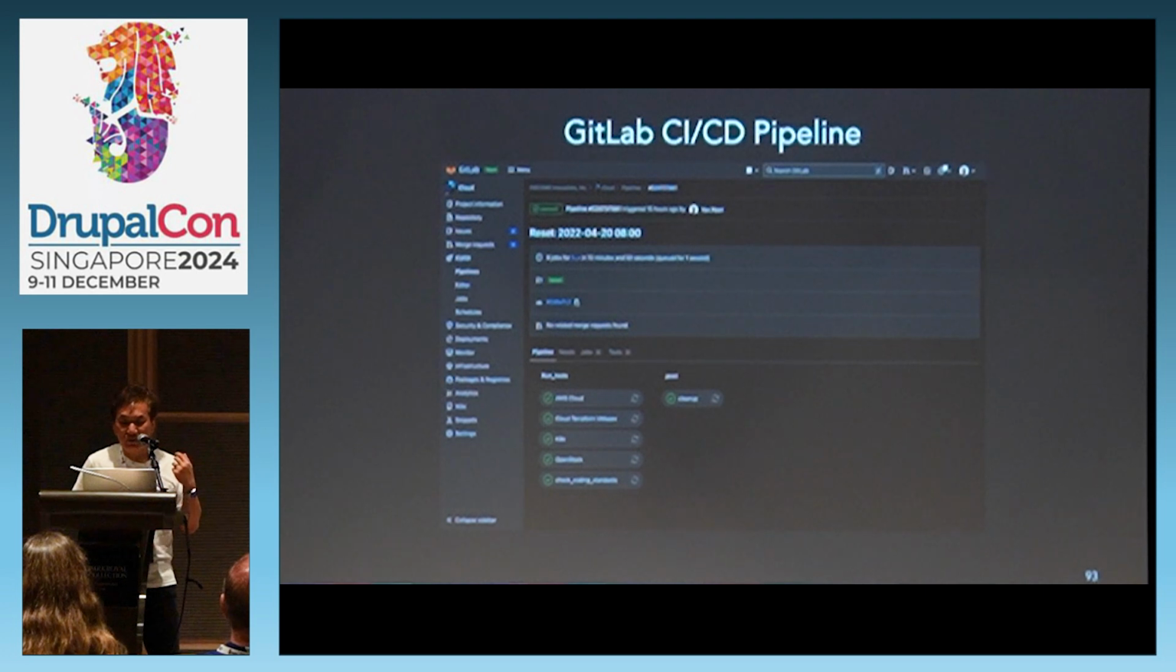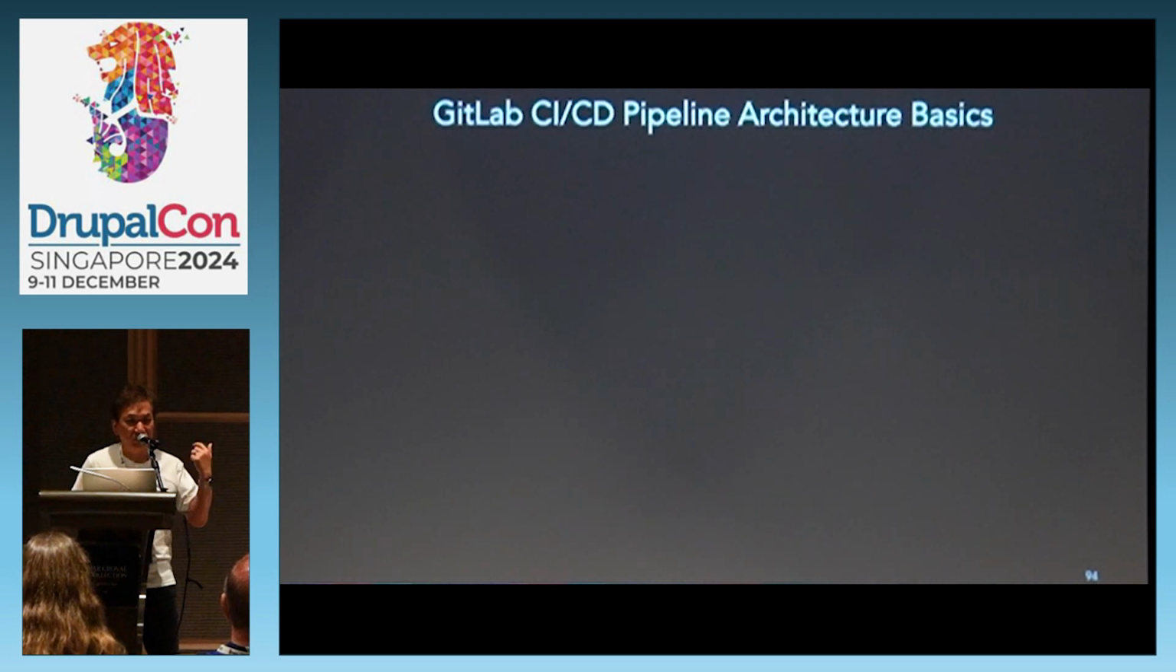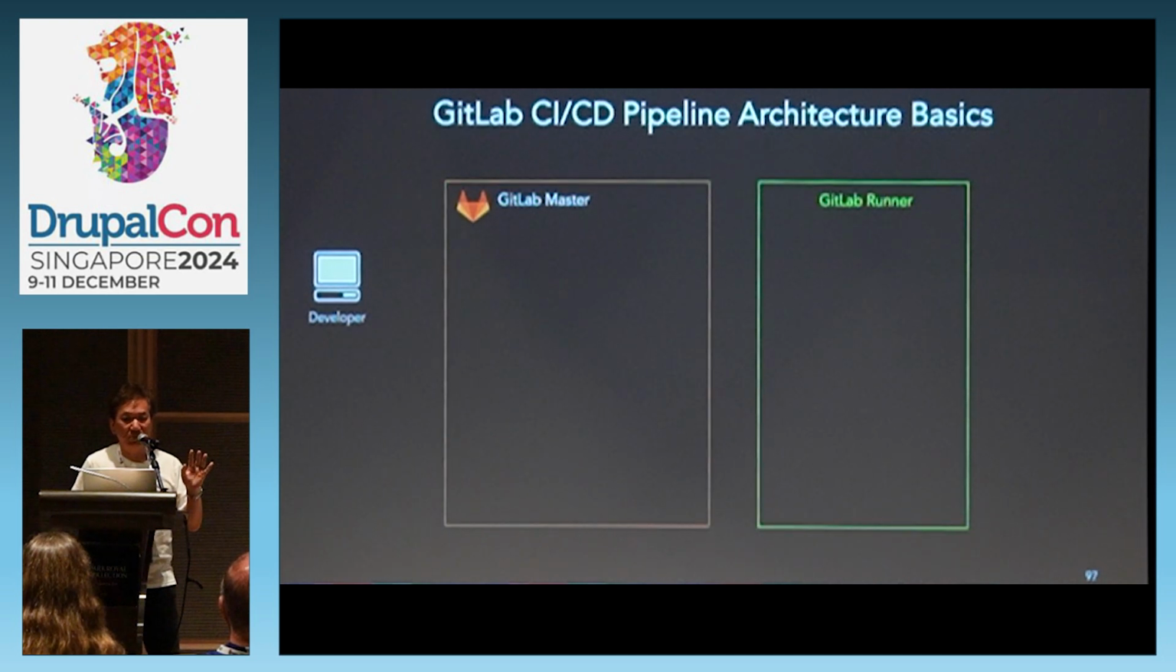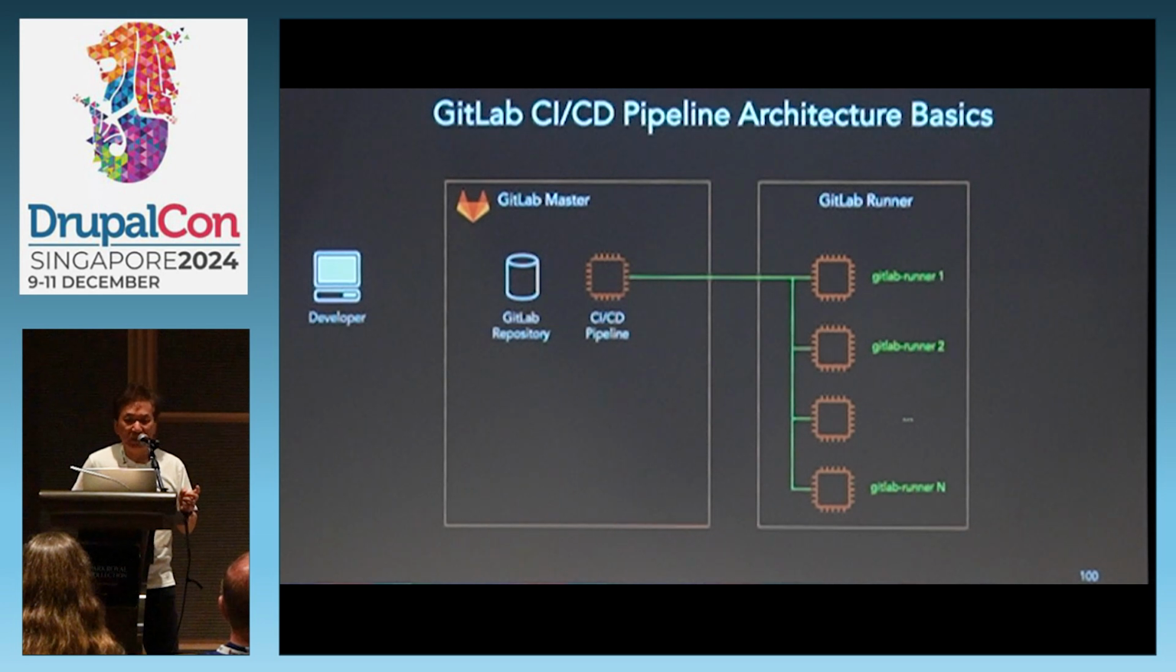By the way, I will show you the architecture basics of the GitLab CI/CD pipeline. We have the developers in our team, and the GitLab CI/CD pipeline consists of two parts. One is GitLab Master, hosted by GitLab as software as a service. The other one is GitLab Runners. GitLab Master has a GitLab repository, and it has the functionality of the CI/CD pipeline. The GitLab CI/CD pipeline system involves GitLab Runners to process a certain test.